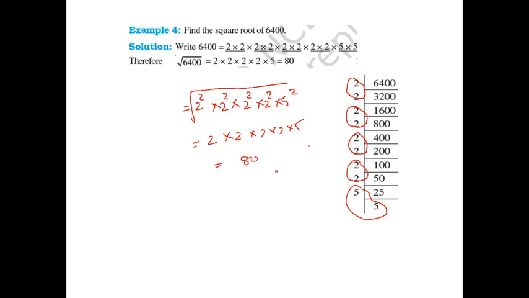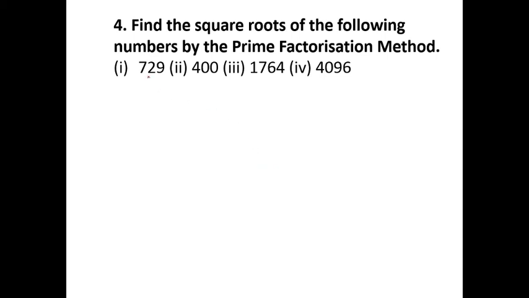One more question we can explain now. So 729, 400, 1764. You have to try it yourself. I am doing only one. So 1764. I have to start from 2. 2 eights are 16. 2 twos are 4. Again 2. 4 4 1. Now it is divisible by 3 because 4 plus 4 is 8 plus 1 is 9, divisible by 3.